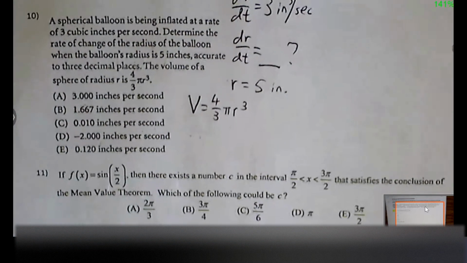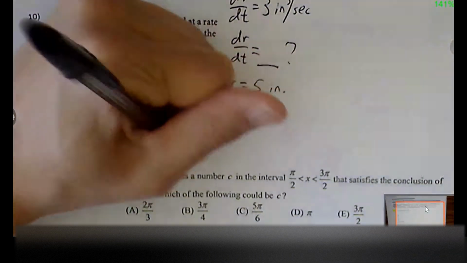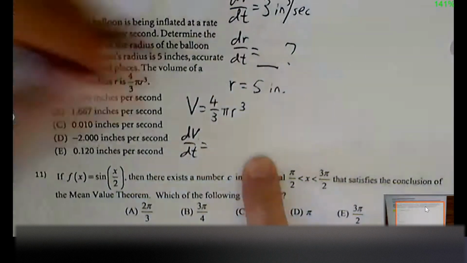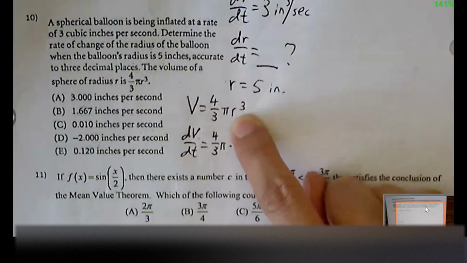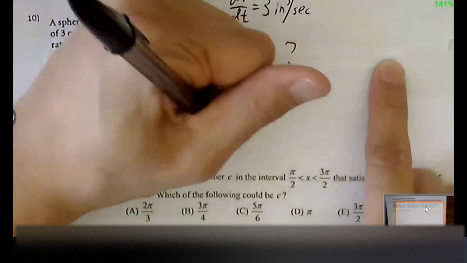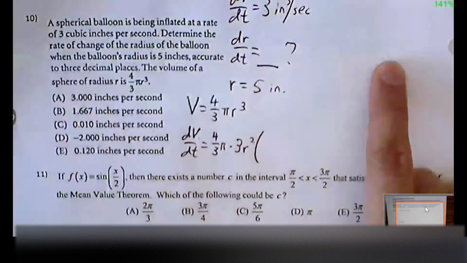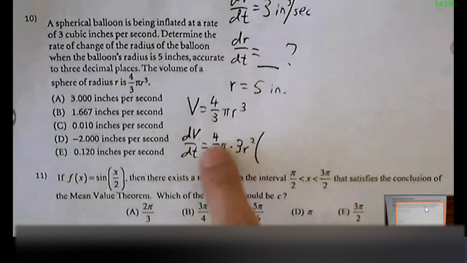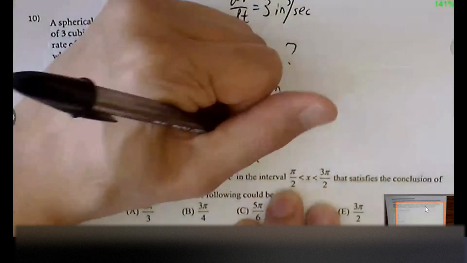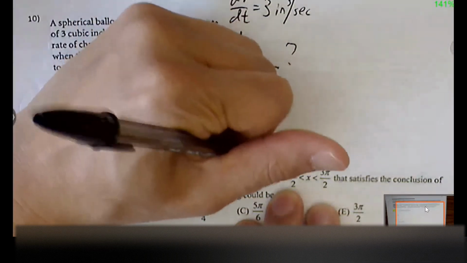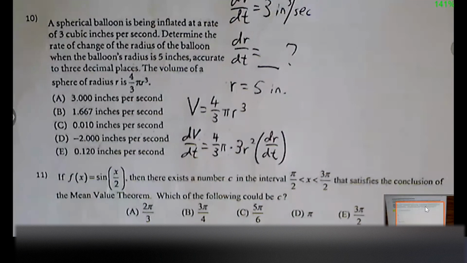We can go ahead and find the derivative with respect to time. Keep the coefficient. Find the derivative of r cubed by going through power rule. With related rates, every variable gets impacted by time, so there's always going to be a d over dt for each of these variables, V and for r. All right, we should have everything that we need.